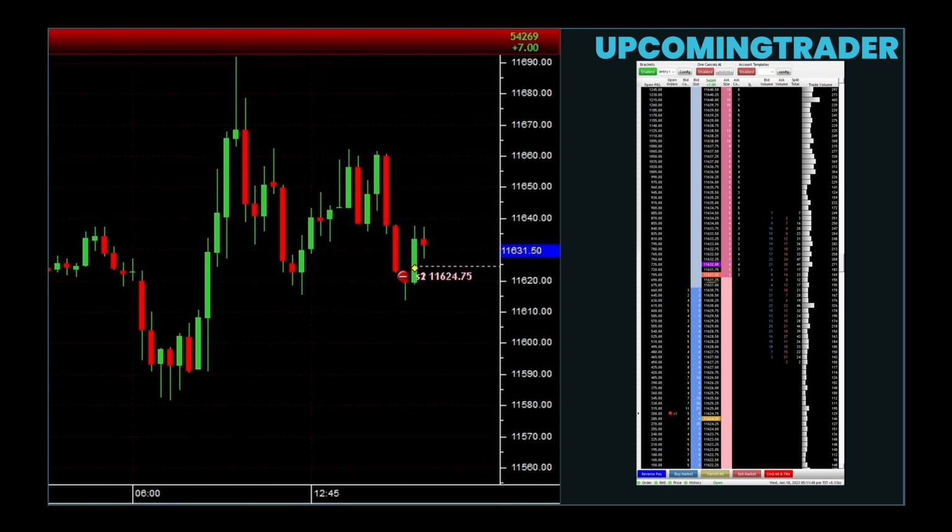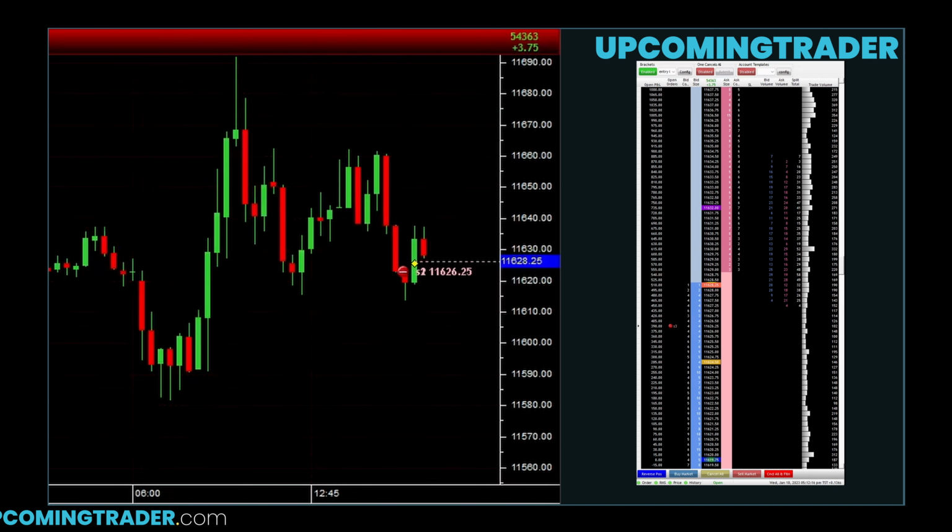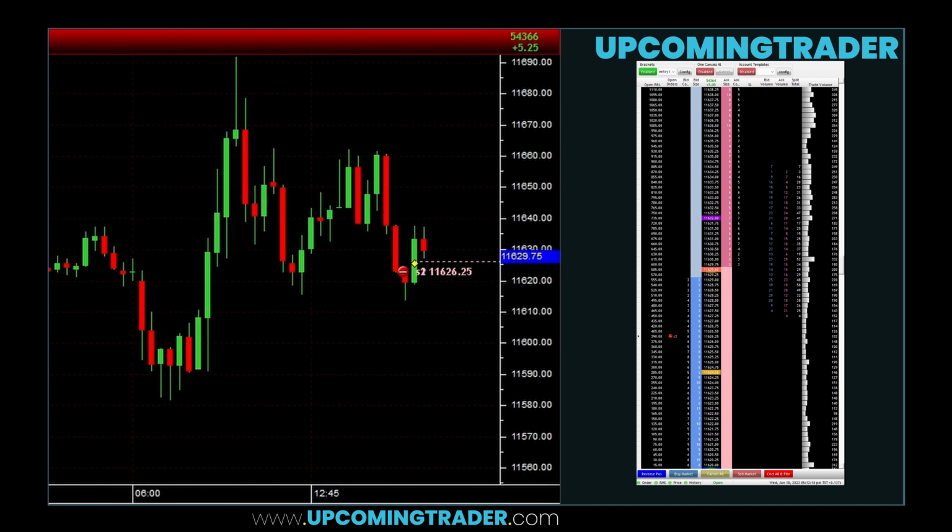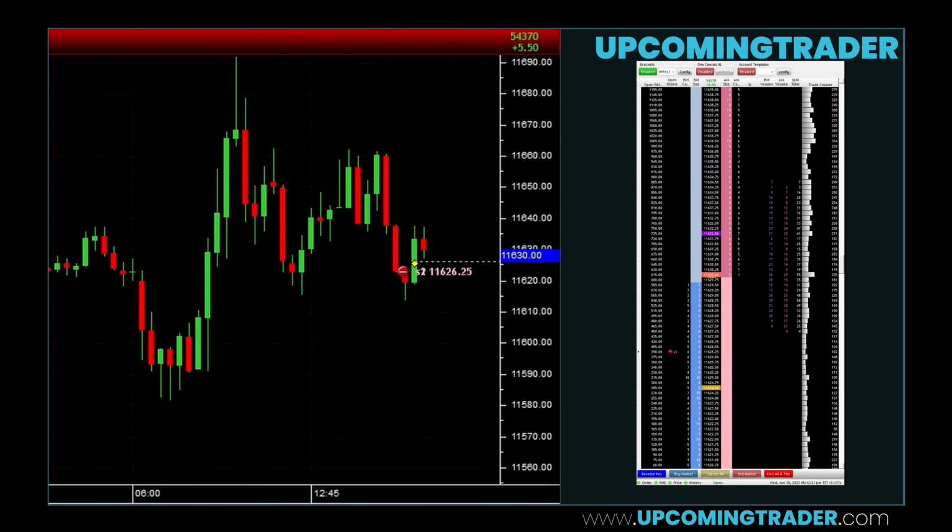Do not forget to track the initial balance. The initial balance represents the range established during the first hour of trading. When price breaks out of the initial balance, it can often lead to strong directional moves, indicating a trend may be forming. This breakout can be a signal to enter a trade in the direction of the move, especially if other indicators align. Conversely, if price stays within the balance for the entire day, it often suggests a more neutral or range-bound session with lower volatility.